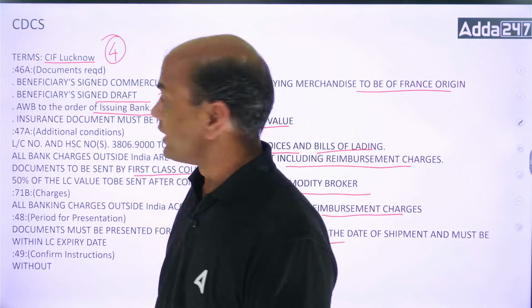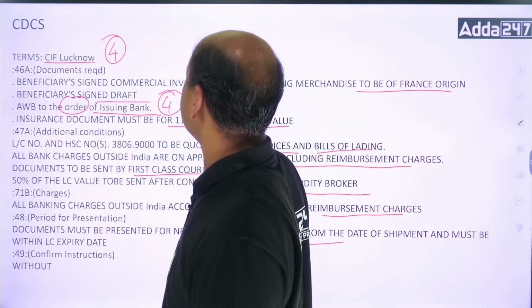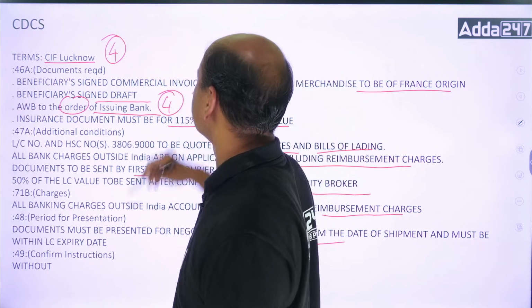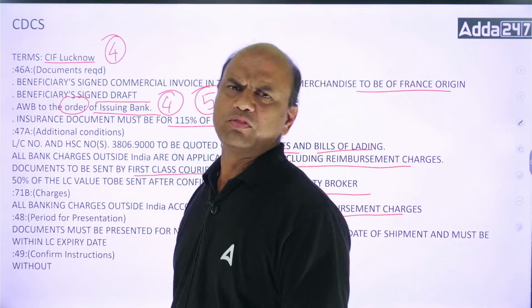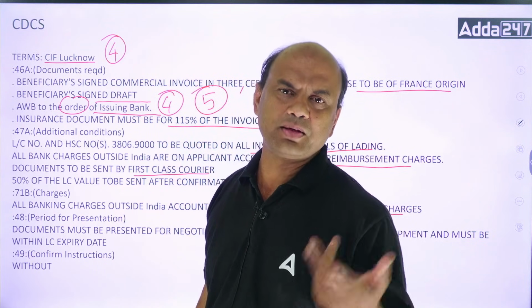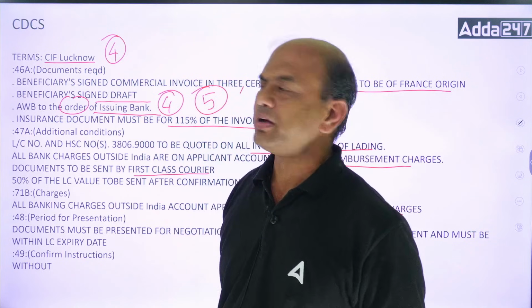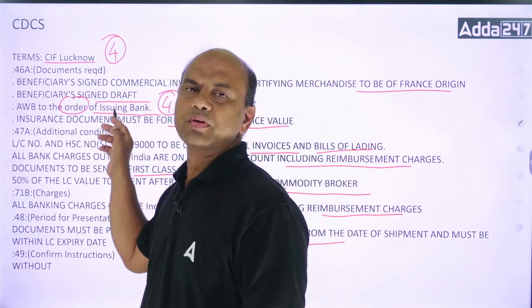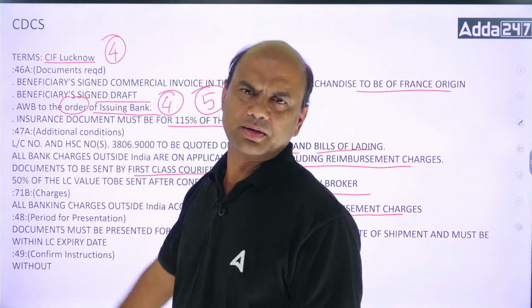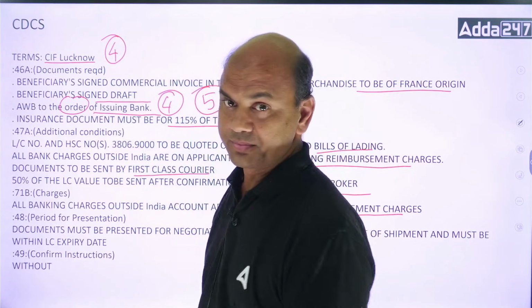Fifth one. Airway bill to the order of issuing bank. How can the airway bill be to the order of issuing bank? So, fifth is order. Airway bill is not a negotiable document. So, it cannot be to the order of any bank. It should be directly consigned to issuing bank. Airway bill in the name of issuing bank directly. Consigned to issuing bank. To order is not allowed.